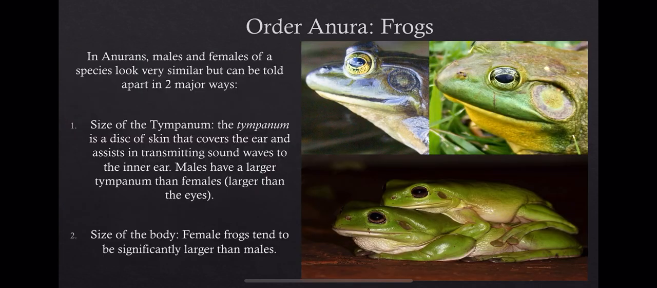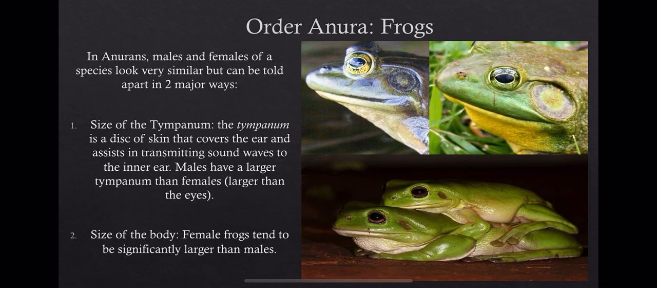Differences between males and females. Two big ones that I want to focus on, and then I'll mention a couple of others. But one is the size of the tympanum or the tympanic membrane. So if you're looking at that top left photo, you can see the small disc right above the smile line of the mouth. And then if you go over one more, you can see how it's so much bigger. So males have larger tympanums and tympanic membranes than females.